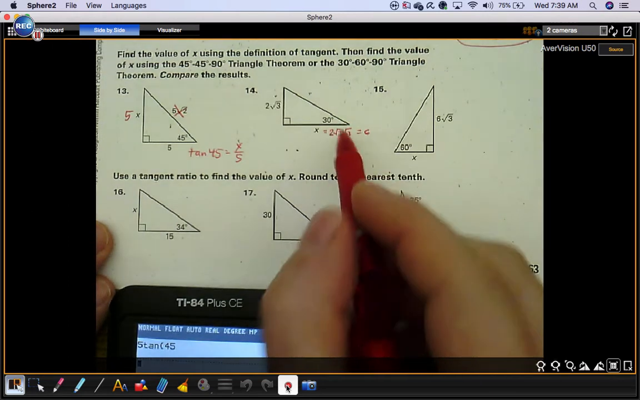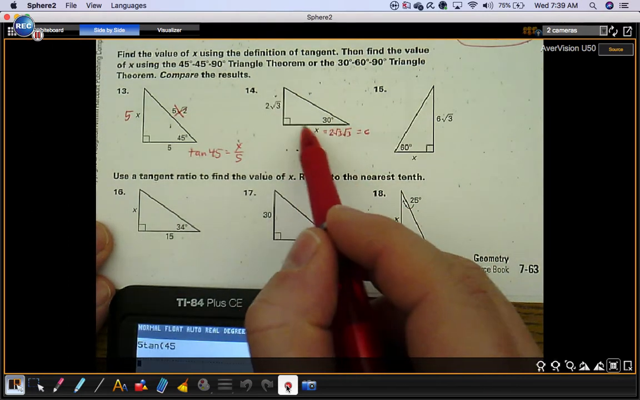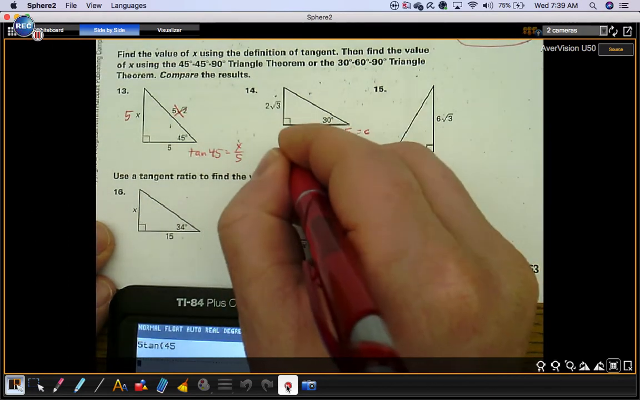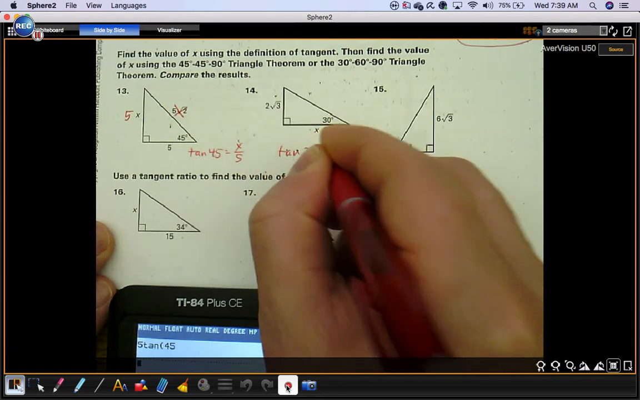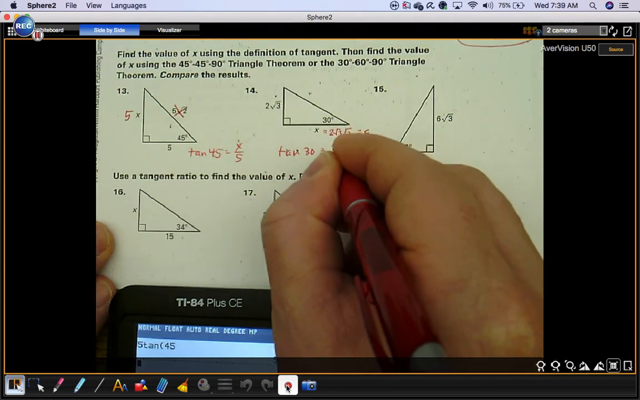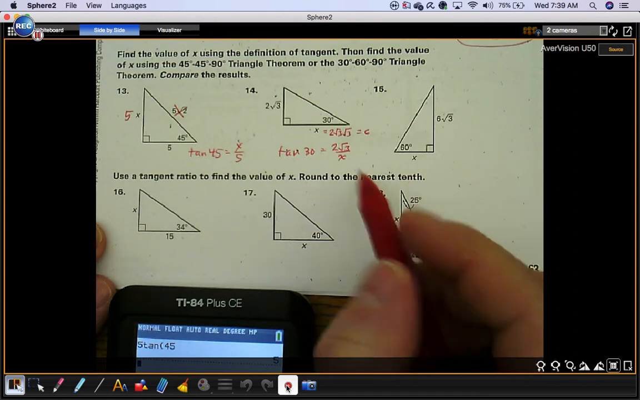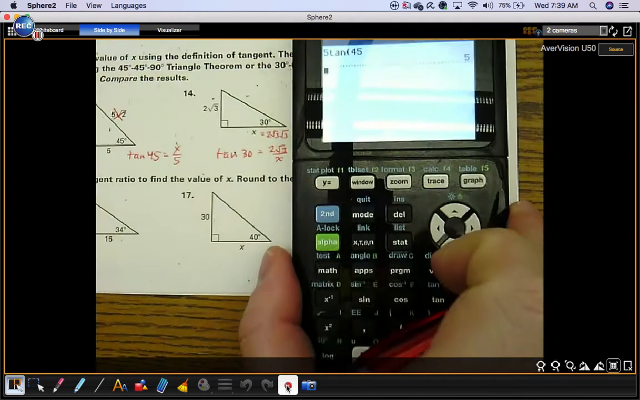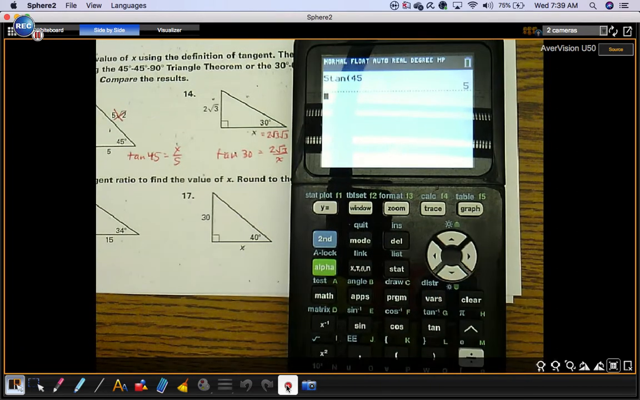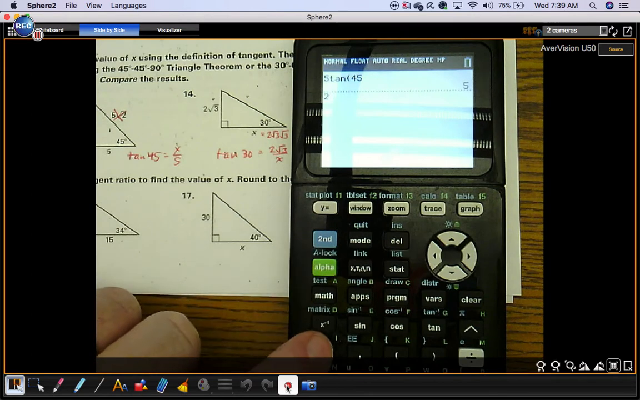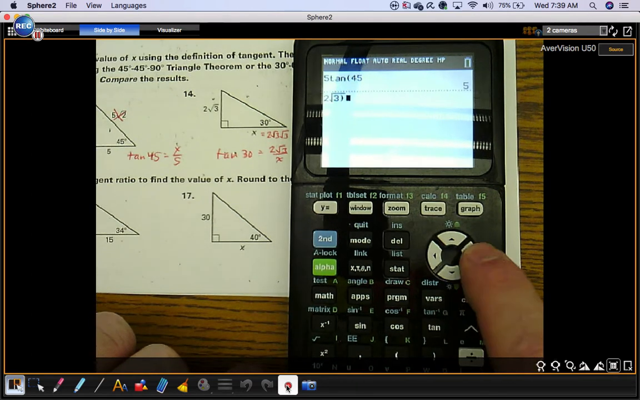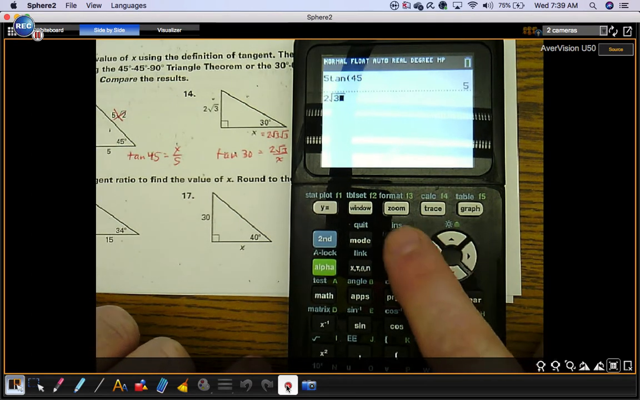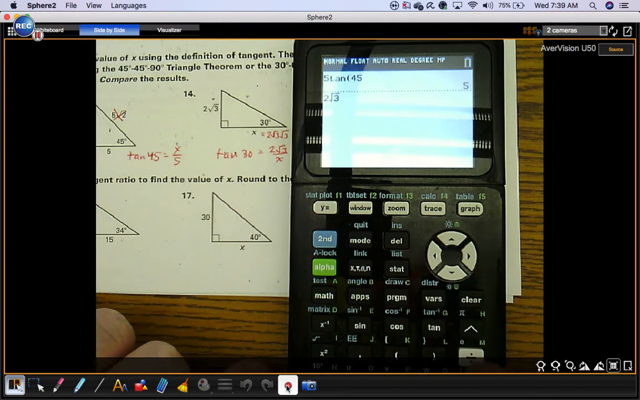Now if I'm going to use tangent, I have this leg, I want this leg. That's why I'm using tangent. So tangent of 30 equals 2 square roots of 3 over my unknown. When your variable's in the bottom, you're going to divide. So I'm going to do 2 square root of 3, and I'm going to divide that by tangent of 30. Notice how you get the same answer.